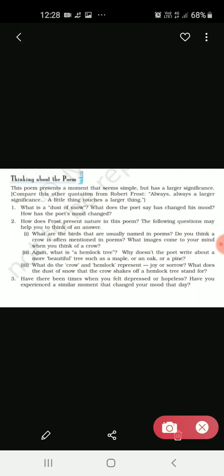The dust of snow stands for joy. We know how he starts his day, it's full of gloom and sadness, and how his day is later on transformed into joy and happiness. Okay.